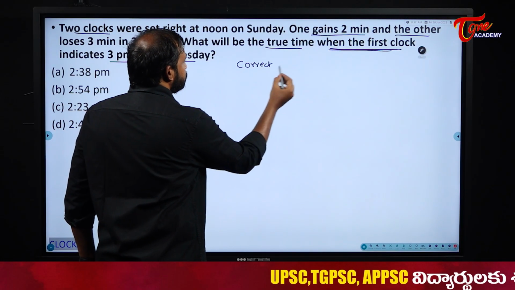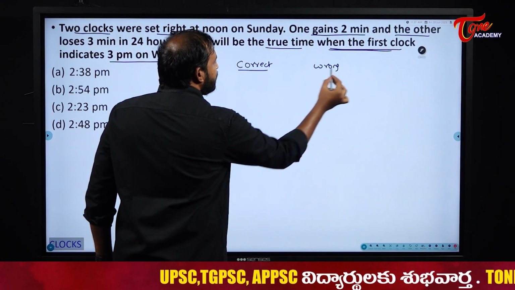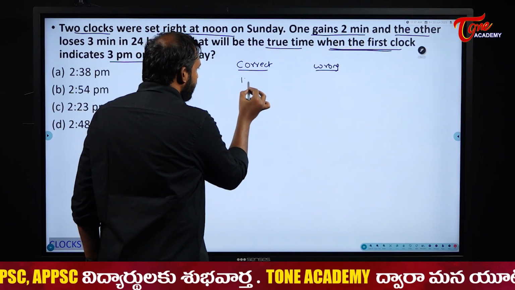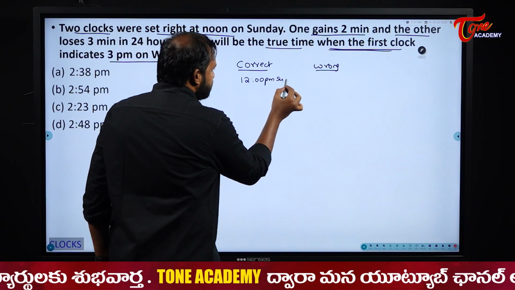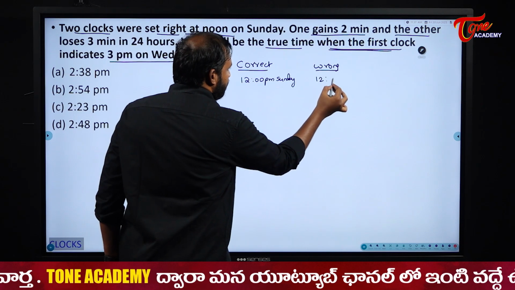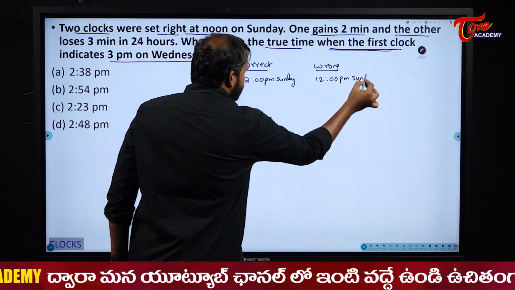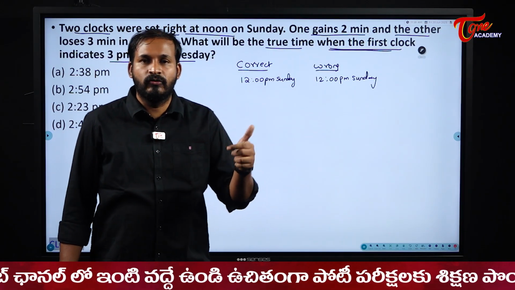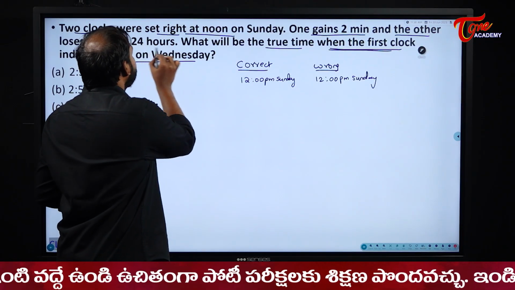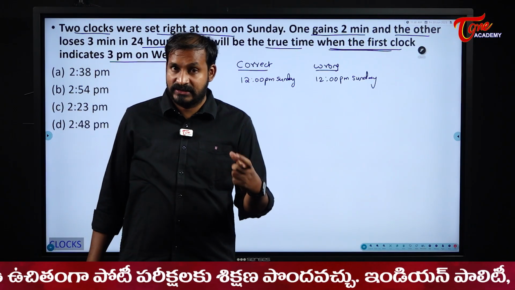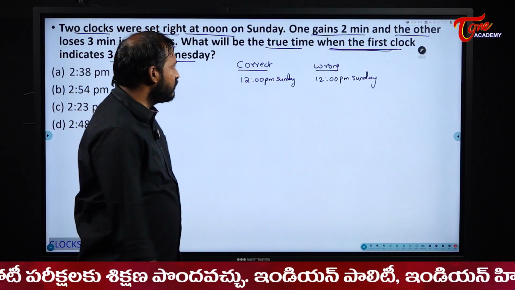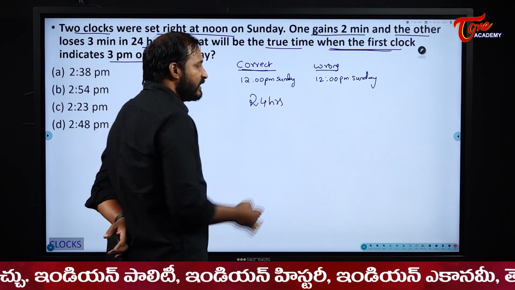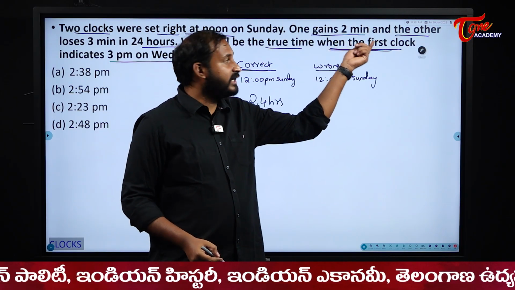Correct and wrong. Both were set at 12 noon, that means 12 p.m. on Sunday. Now, what is the nature? One gains 2 minutes. That means the first clock is gaining 2 minutes and the other loses 3 minutes in 24 hours. Please be careful, students, 24 hours. So that means if my correct clock runs 24 hours, in my wrong, the first clock, it is gaining 2 minutes, right?